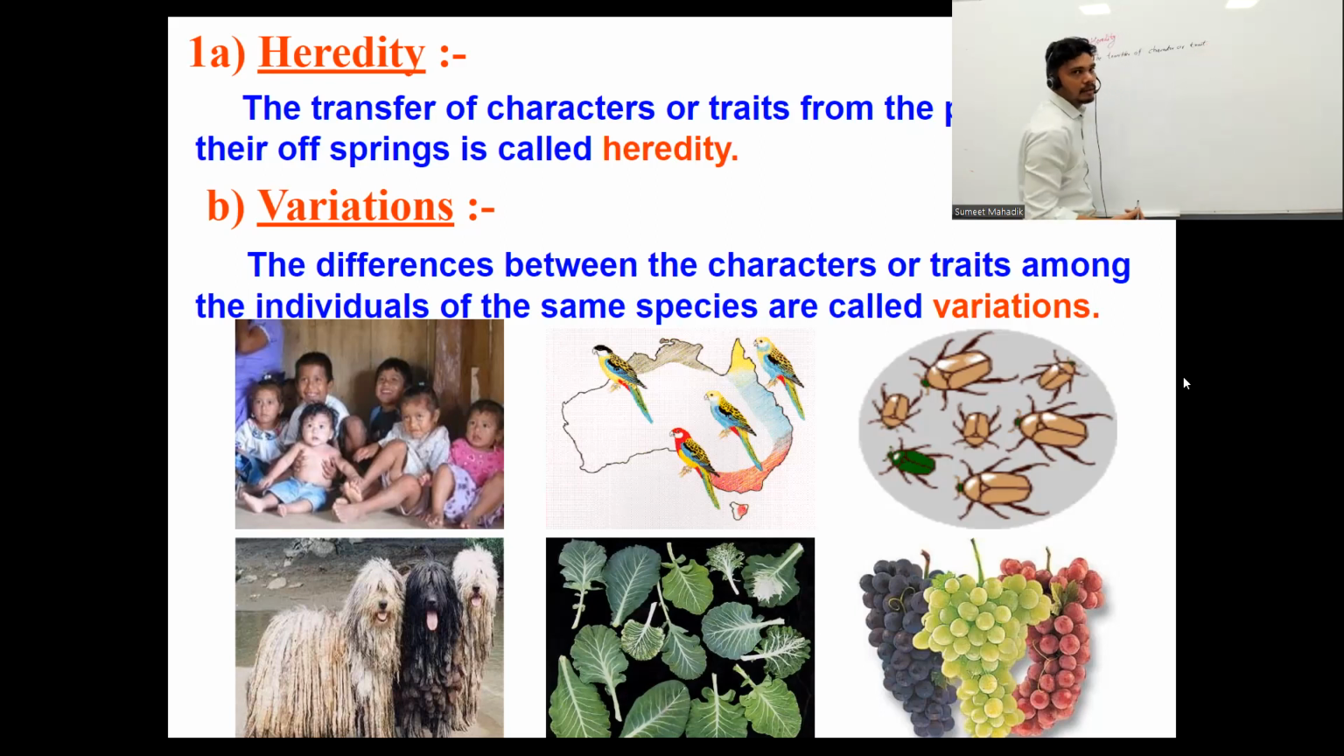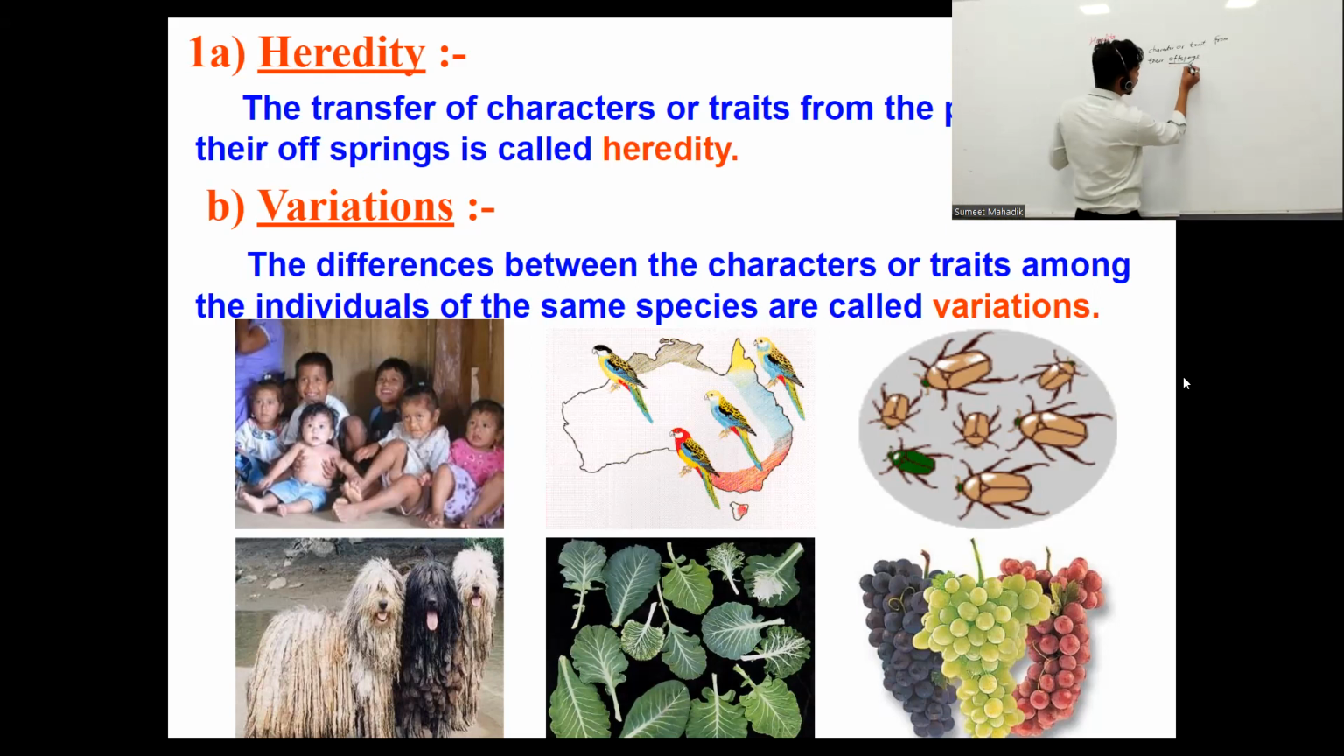What do you mean by trait? A group of characters is called a trait. From the parent to their offspring. It's called heredity, the transfer of character from the parent to their offspring.